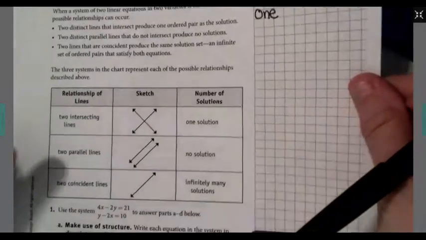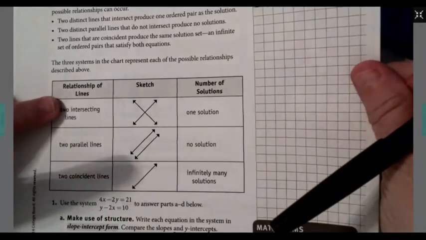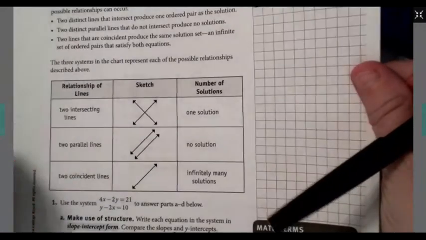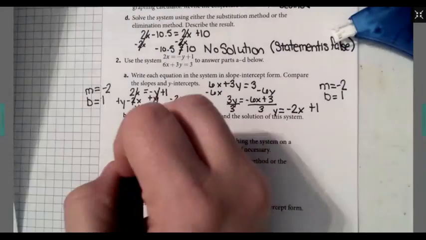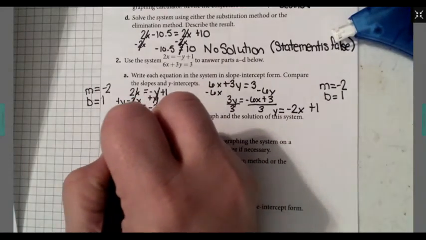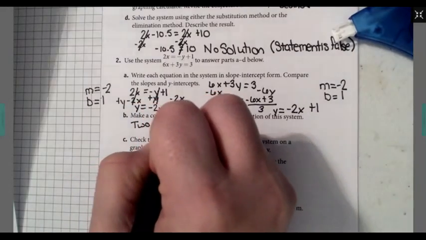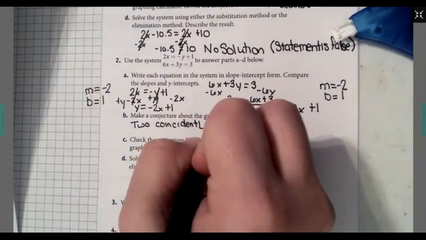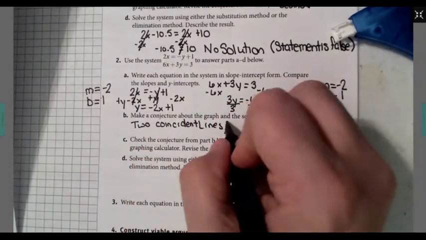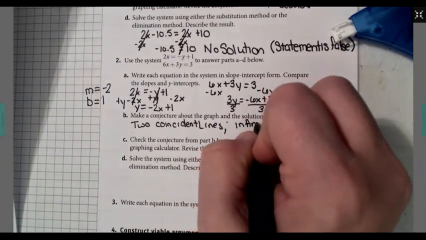So, I've talked about parallel lines. Do you think this one's going to be intersecting, or you think these are going to be my coincident? That's right. This is two coincident lines, and it will have infinitely many solutions.